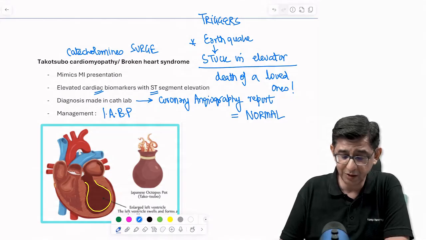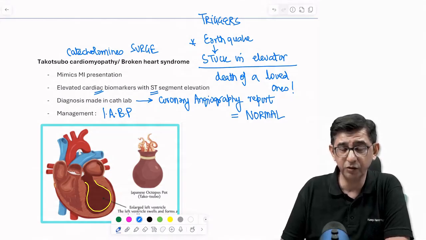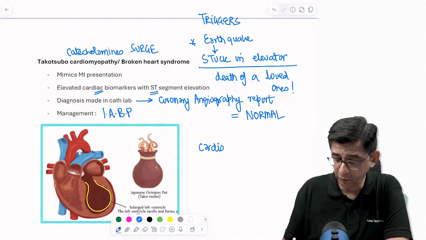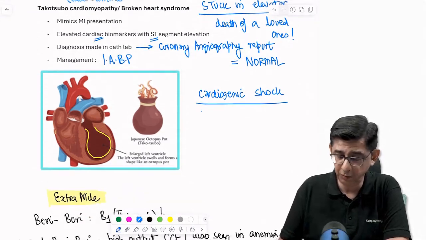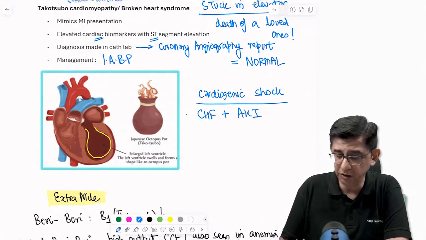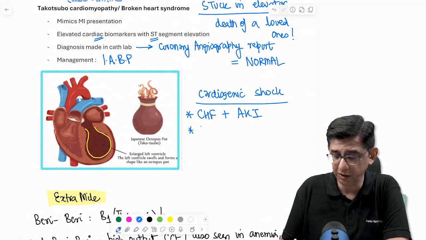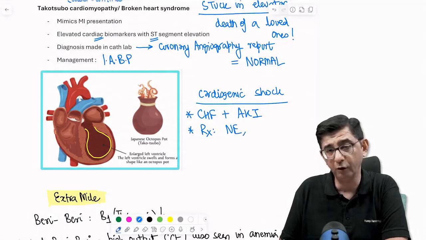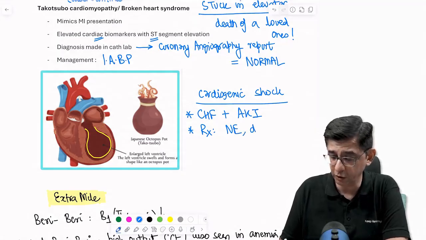The basic message is that this is a transient cardiogenic shock that is occurring in this patient because the heart muscle is not working properly. In fact, at this moment, I also want to bring to your attention the fact that I have spoken about cardiogenic shock earlier. In cardiogenic shock, I said the patient will be having features of heart failure. Along with this, there would be acute kidney injury occurring in the patient. For cardiogenic shock, the treatment is we give norepinephrine. We can also be using dobutamine.